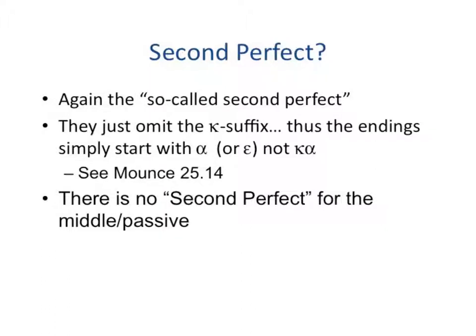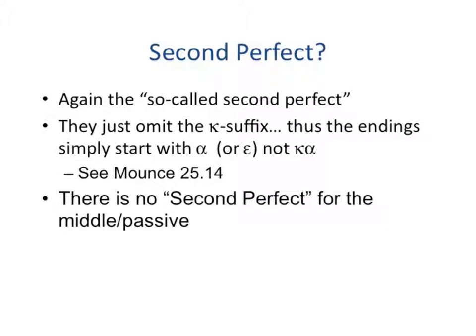Mounts, again, does this thing, and this is based on older grammar, so it's not so much just from Mounts, but again, it's a title I don't like, where he talks about the second perfect. When we talk about the second perfect, it's not a different form of the perfect. It's not related to the second aorist. Those aren't related at all.